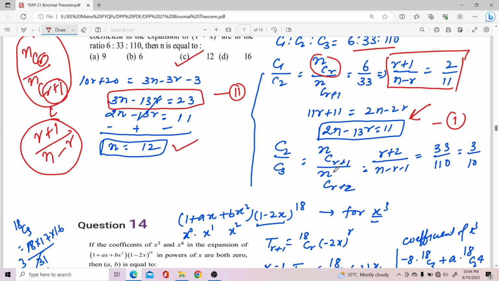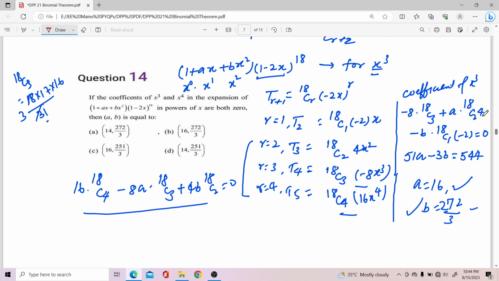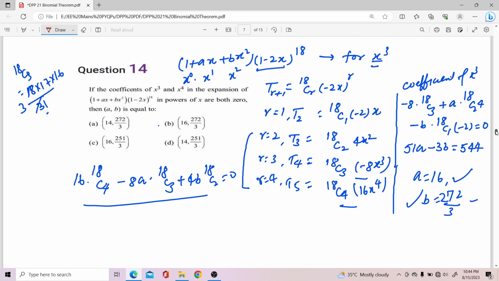Now let us move to question number 12. Look at question number 12 very properly. This question is talking about two coefficients, the coefficient of x raised to 3 and x raised to 4. And what is the expansion? It is (1 + ax + bx^2) times (1 - 2x) raised to 18. So ultimately the expansion lies in this part.